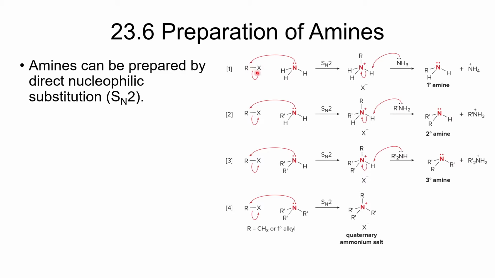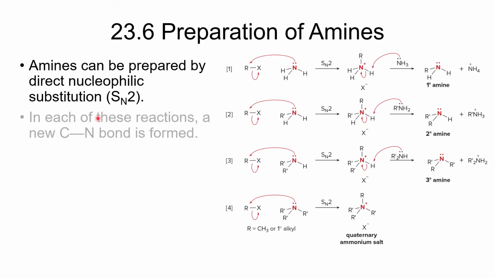So if we take an alkyl halide and we treat it with ammonia, we can get the alkyl ammonium ion, which we can then deprotonate to give us a primary amine. So if we start with ammonia, we can get a primary amine. Every time we do this, we make a new carbon-nitrogen bond, and there are some limitations on this.